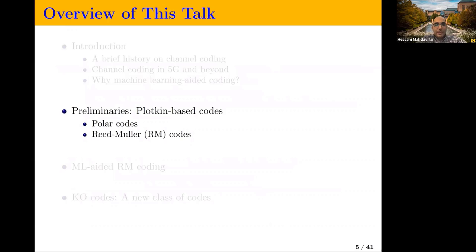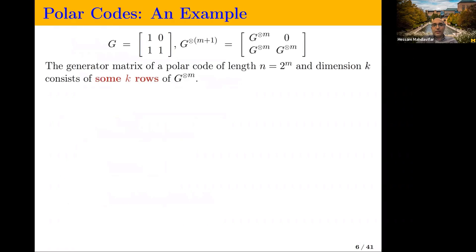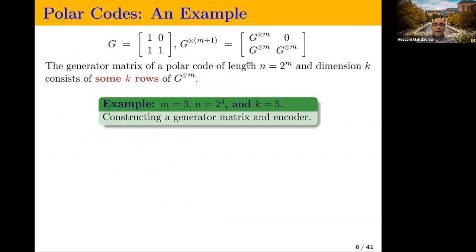So let me start with some preliminaries of the types of codes that we build upon in this talk. One is the polar code, the other one is Reed-Muller. They're both based on the Plotkin construction. Polar code is a linear code, right? So we can specify the code using the generator matrix. The generator matrix of the code is a submatrix of the Kronecker powers of a base 2x2 matrix, 1 0 1 1. The block length has to be a power of 2. So n is the block length, let's say m is 3 here, and let's say k, which is the code dimension, is 5.